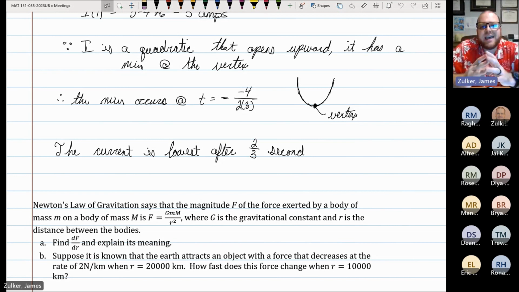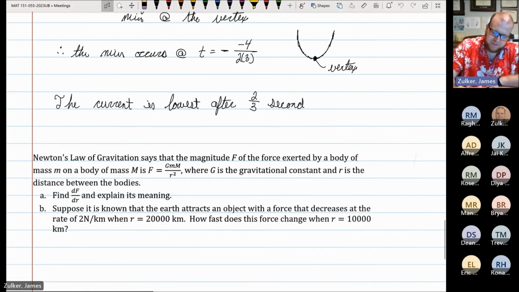Newton's law of gravitation says that the magnitude F of the force exerted by a body of mass little m on a body of mass big M, or vice versa, is given by G times little m times big M over little r squared, where G is the gravitational constant, the universal gravitational constant. R is the distance between the two bodies. First, we're asked to find dF dr and explain its meaning. So let's do that first.